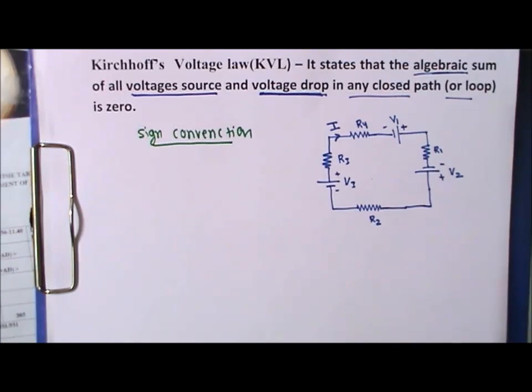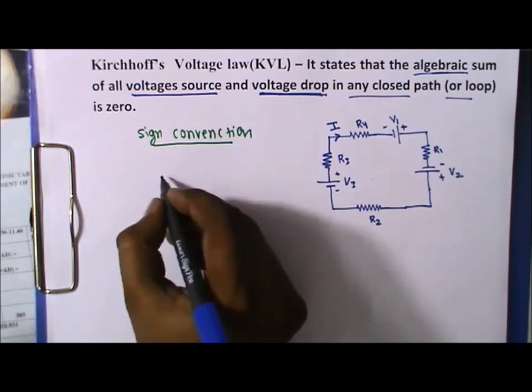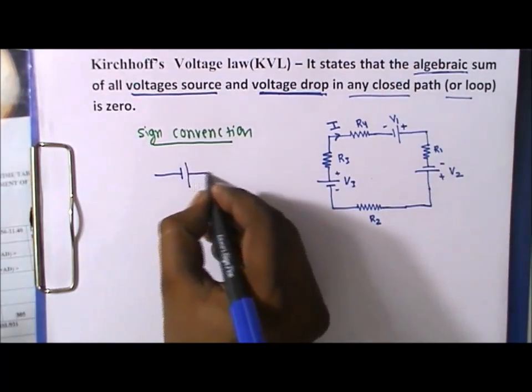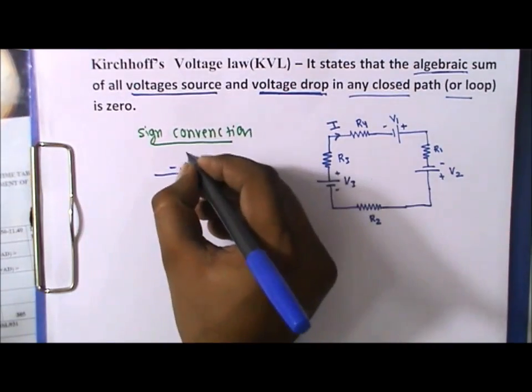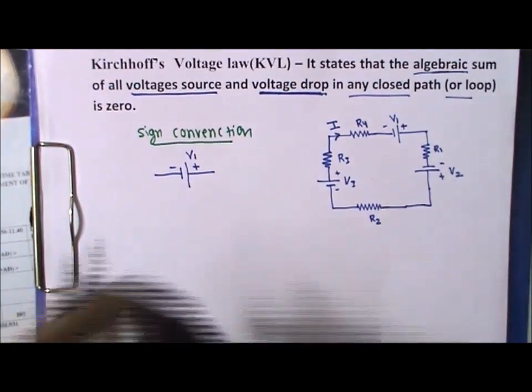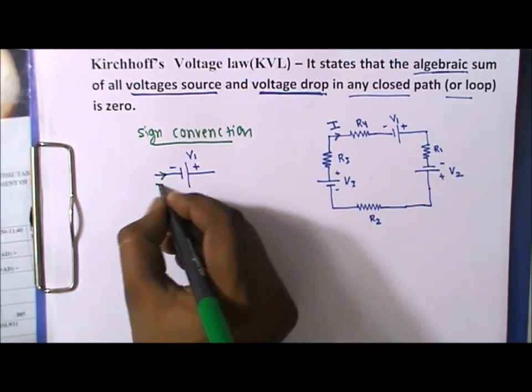There are two types of sign we are using. Let us suppose this is the battery that we have to write. It's having a voltage V1. If the current is going in this direction, let us suppose this is the direction of the current.